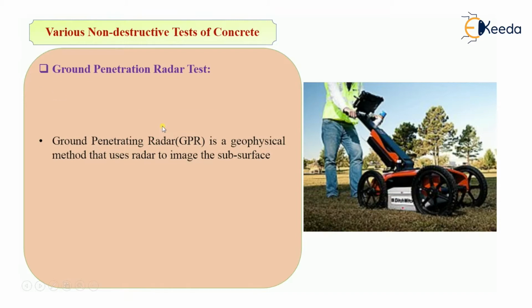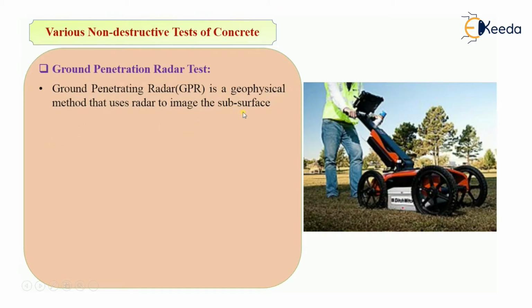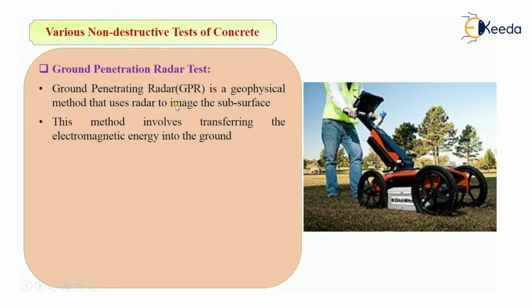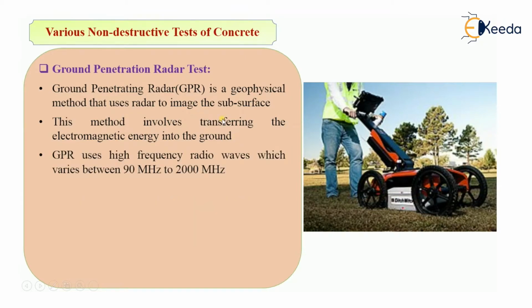It is a geophysical method that uses radar to image the subsurface. If you want to take the image of underground structures, subsurface structures or subsurface layers, we will use radar, and this involves transferring electromagnetic energy into the ground. This method works on the principle of electromagnetic waves, and because of that we get the images of the subsurface by using the radar.